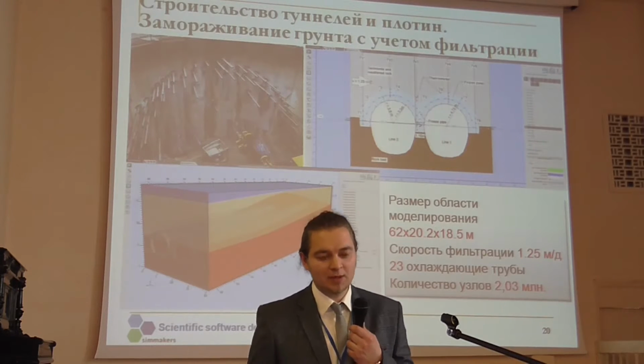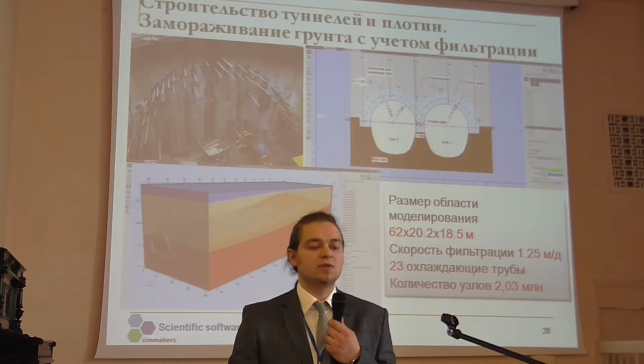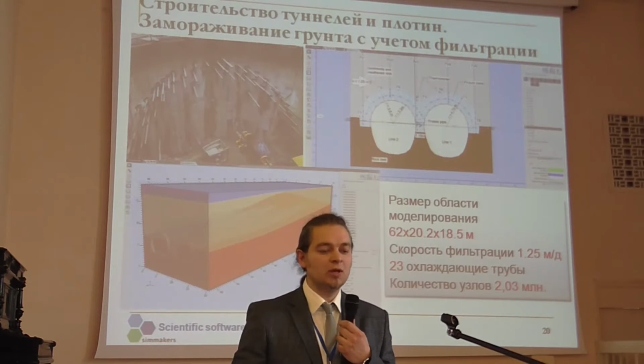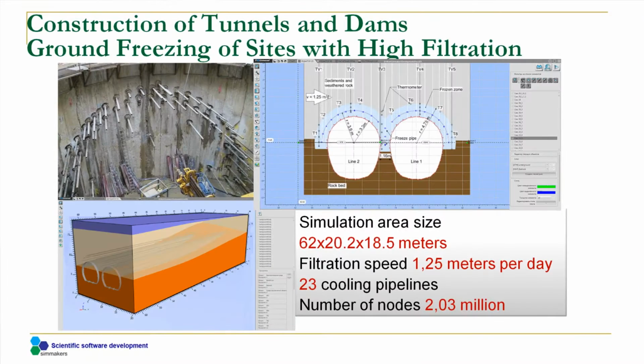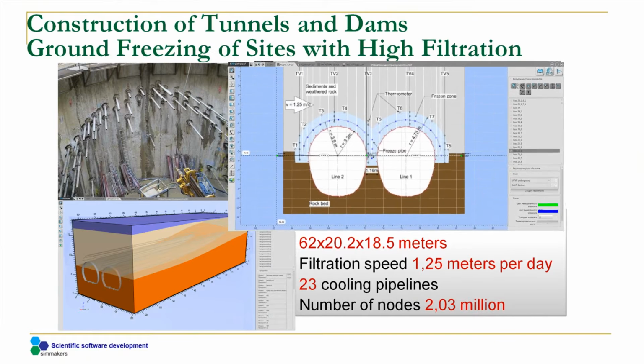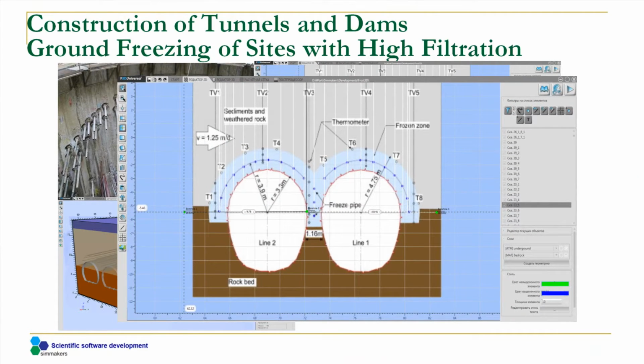Here is an interesting example not involving thermal stabilization as in the previous example. It is the application of artificial ground freezing technology. This tunnel in Germany was built in complex hydrological conditions with huge filtration flows, more than 1 meter per day. In order to build this tunnel, it was decided to use artificial ground freezing technology.